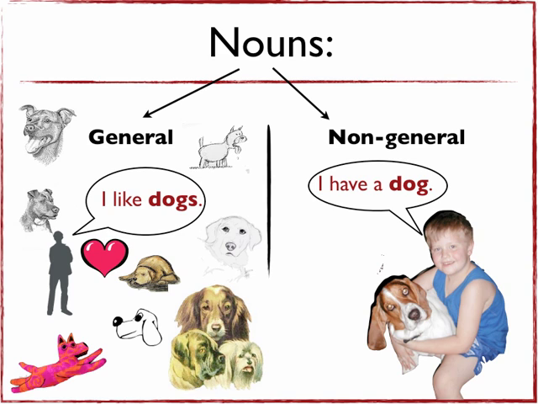These two pictures should help you understand the difference between general and non-general nouns. I like dogs, and I have a dog.